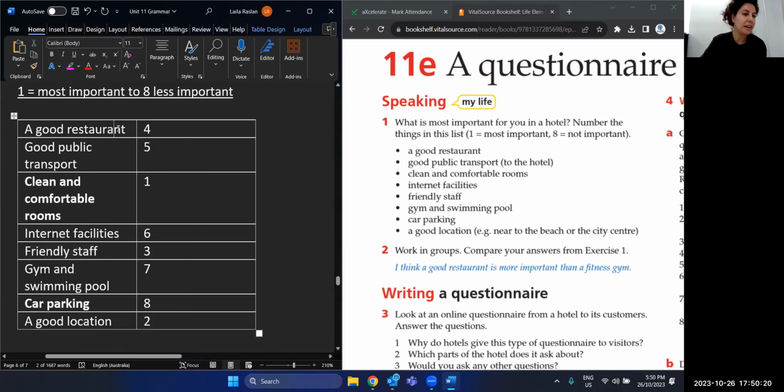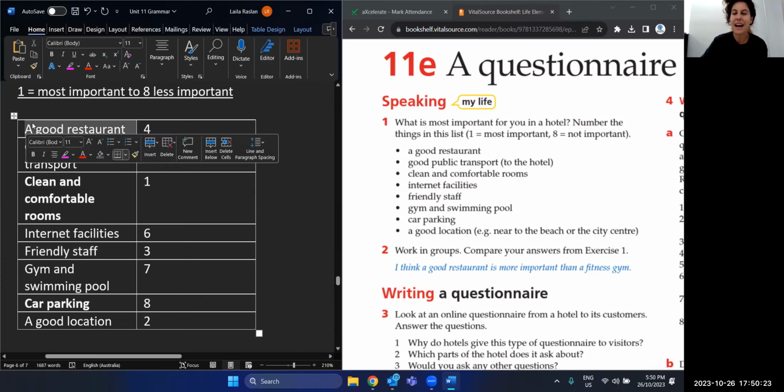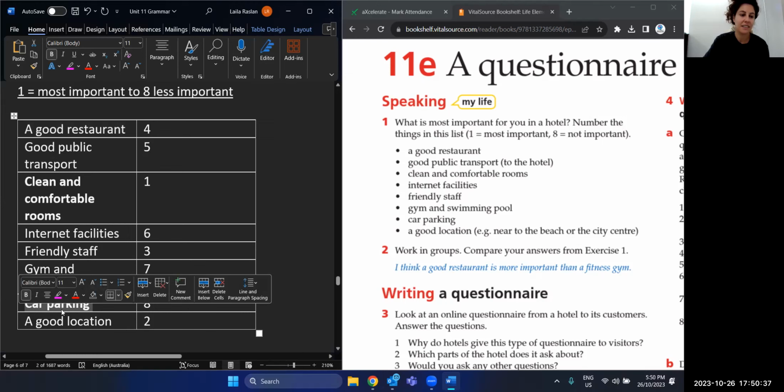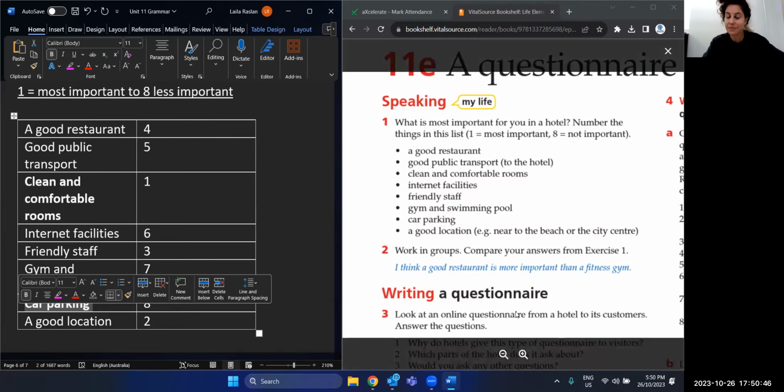Number 4, for me, a good restaurant because sometimes I eat outside the hotel. I don't need to eat in the hotel. You know, when you're a tourist, you want to eat when you're out exploring places. And then you can see 5, 6, 7, and the last one, I don't care for a car park. It's not important. Okay, good. So you finished your list. You put 1 to 8 for you, which is important.